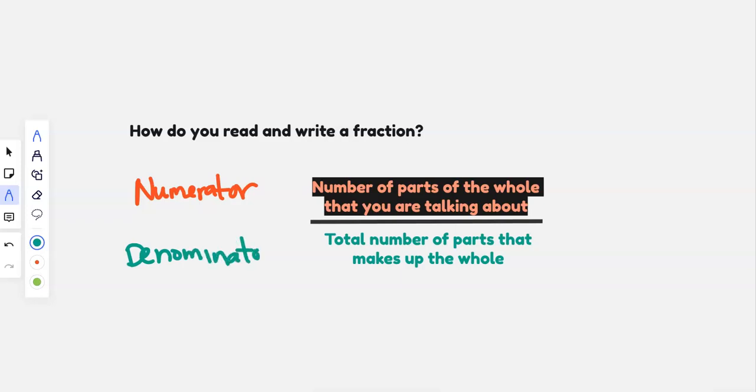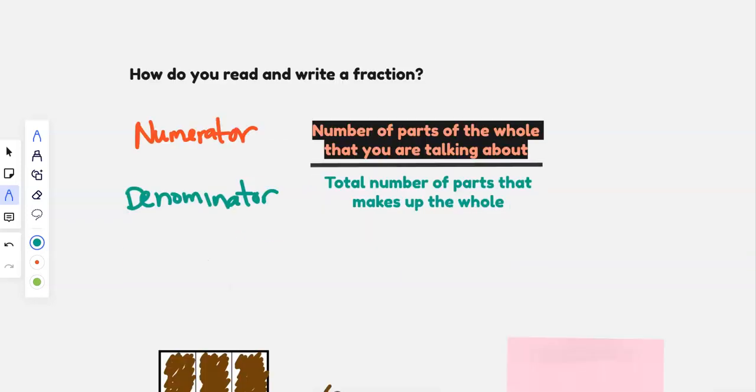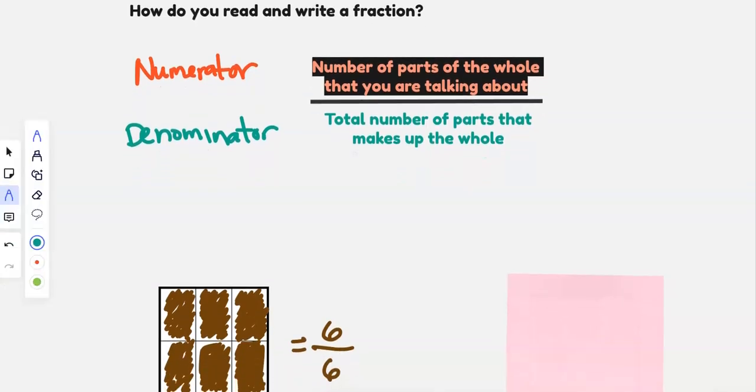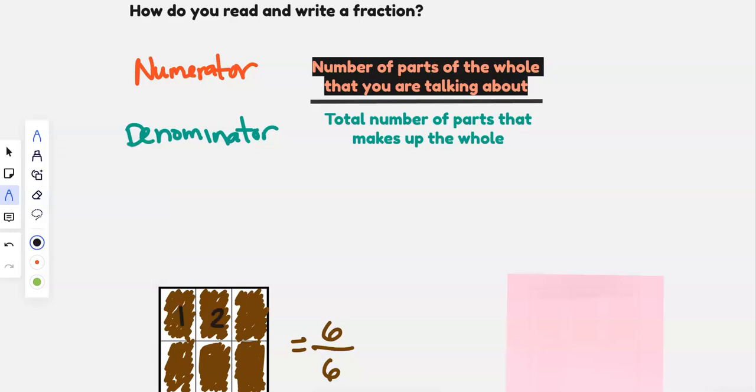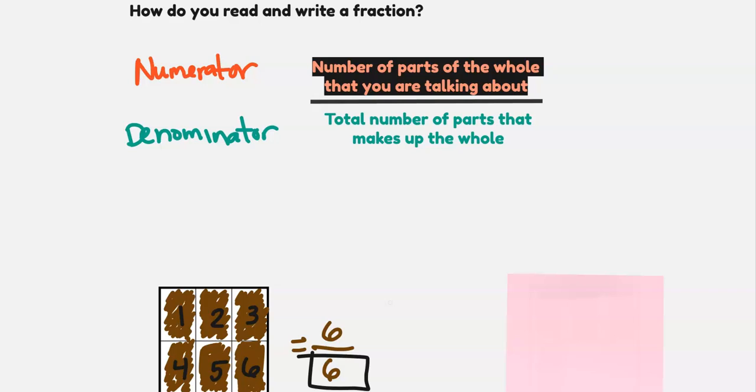So let's say we're talking about your favorite candy bar, or my favorite candy bar, chocolate. This chocolate bar is already divided into 6 pieces. So when we look at this, we can say, here's piece 1, 2, 3, 4, 5, 6. So the whole candy bar has 6 parts to it. That's our denominator. If we've not eaten any of the candy bar, we have 6 pieces left. So our fraction has the number of parts of the whole that we're talking about. In this case, we have 6 parts of the whole. We haven't eaten anything. And the total number of parts that makes up the whole, there are 6 parts of this candy bar.